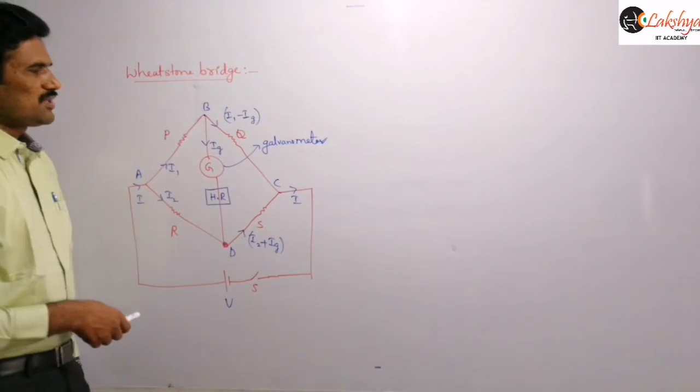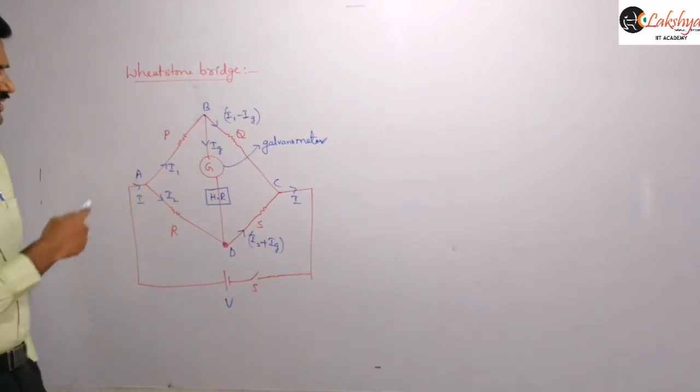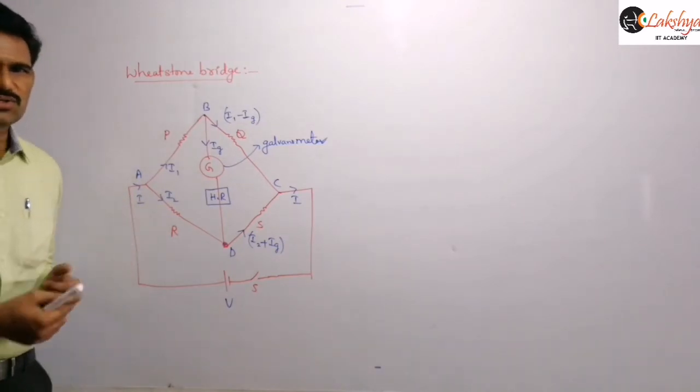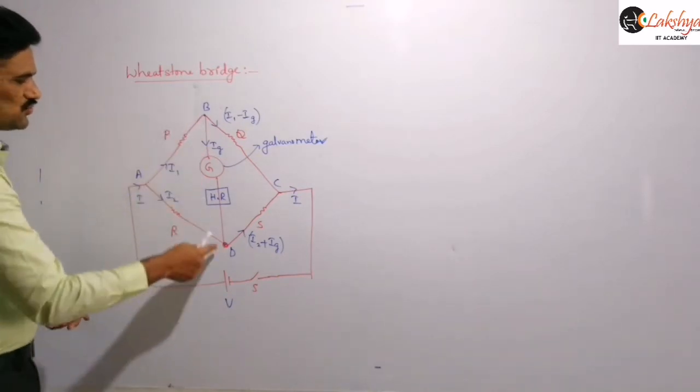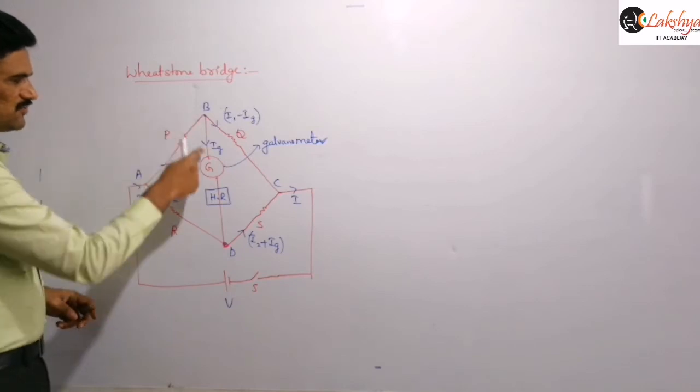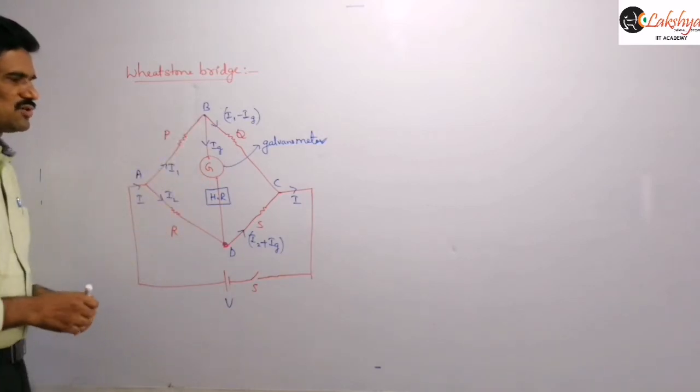Now let us apply the Kirchhoff law and write the equations here, right? First, I am applying it between these two junctions. That means for this loop I am applying Kirchhoff law.